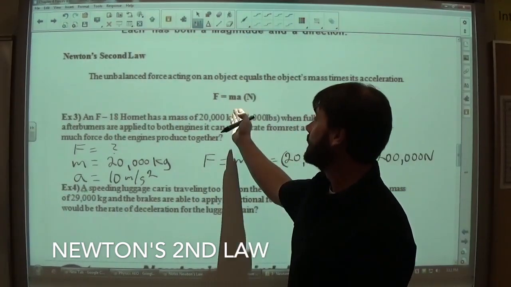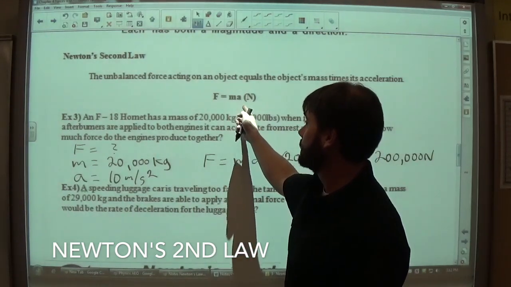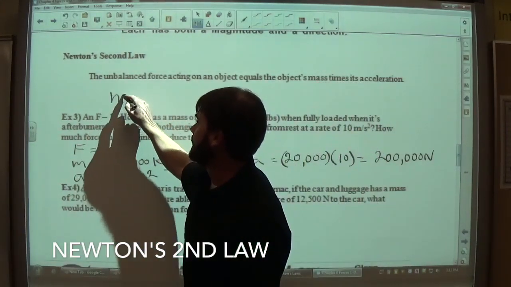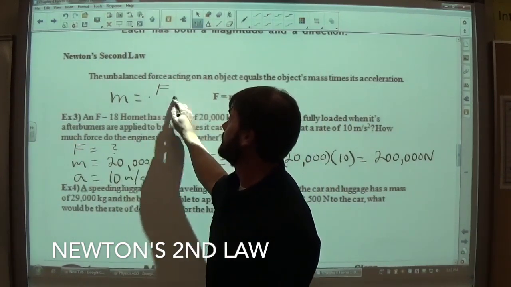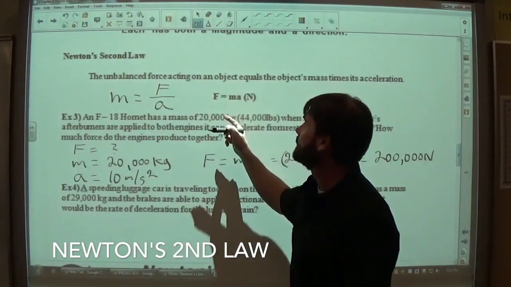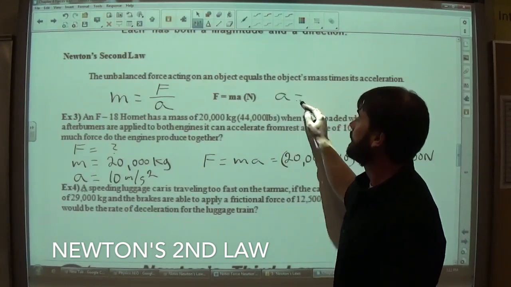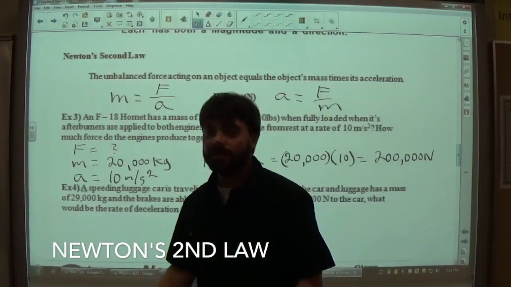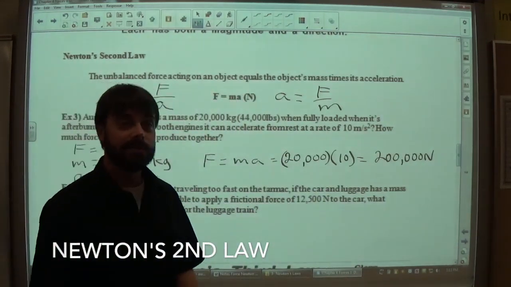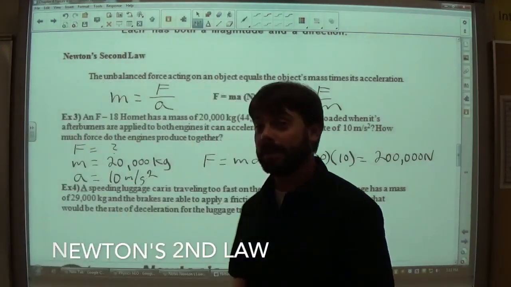Rearranging this equation to solve for mass or acceleration will look something like this. If you're solving for mass, they must give you force and acceleration, which would be F divided by A. And if you're going to solve for acceleration, you're going to do force divided by mass. So with some simple rearranging of the variables, we have some more useful equations depending on our application.